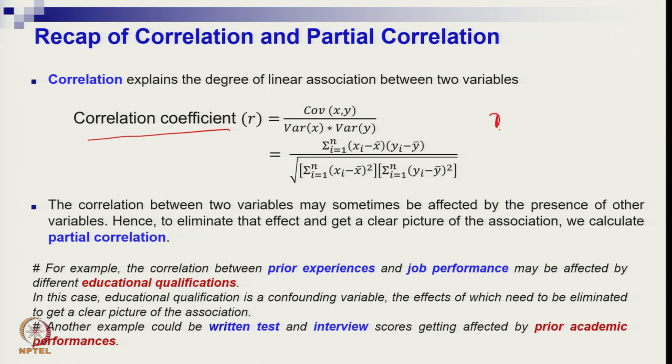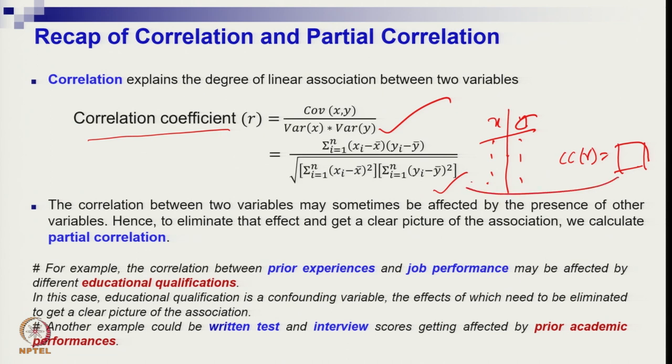If you have variables x and y and a data set, you can find the correlation coefficient between them using Excel. This is the formula: covariance divided by the product of the standard deviations of x and y. Using that formula you can calculate the correlation coefficient of the two variables x and y. This is the linear relationship, how they are correlated. The range of the correlation coefficient generally lies between minus 1 and 1.